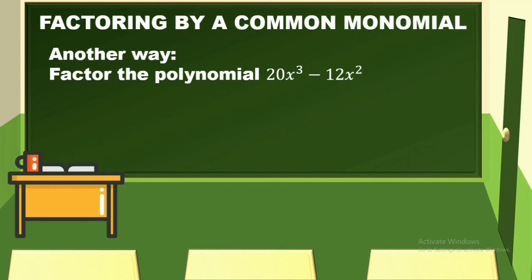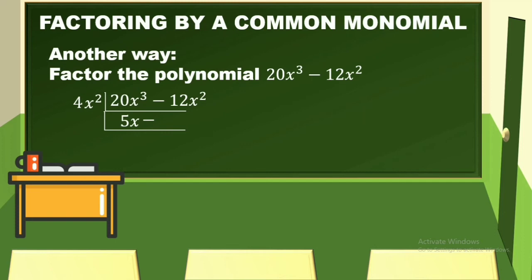For example tayo. Another way, 20x cubed minus 12x squared. Same process tayo. Kung ang naisip mo agad is 4, wala naman pong problema doon. Okay, mas maganda nga, kasi nga, mas mabilis ang magiging process natin. Okay, so if you think 4 is the number that we can divide to 20 and 12, okay lang. Okay, then copy again the variable with the least exponent, that is x squared. Same process tayo, 20x cubed divided by 4x squared, that is 5x. Copy the operation or the subtraction.